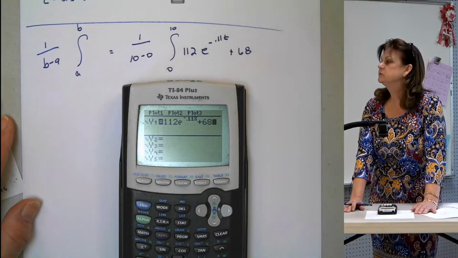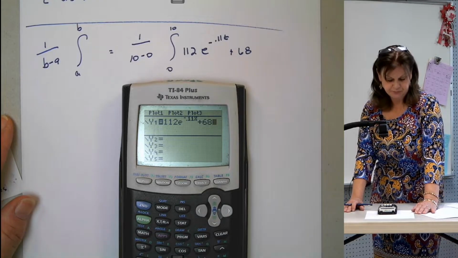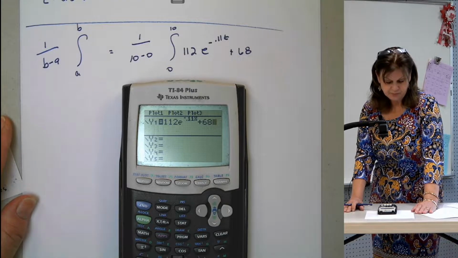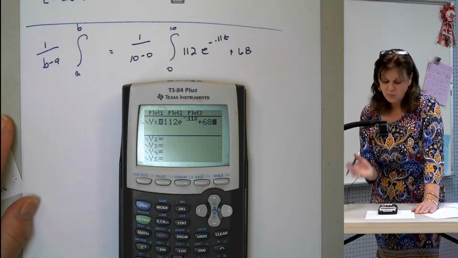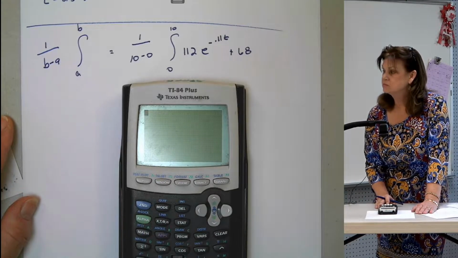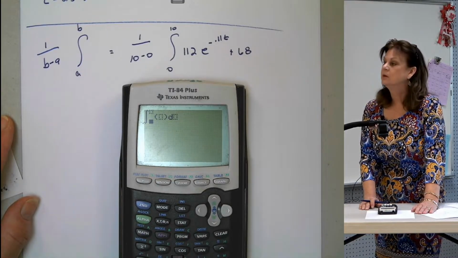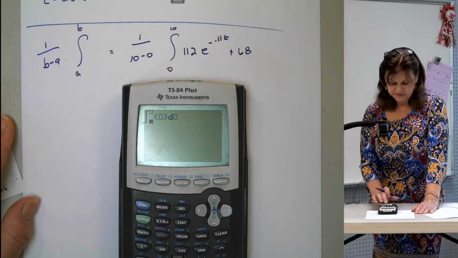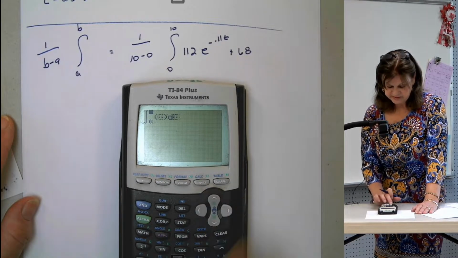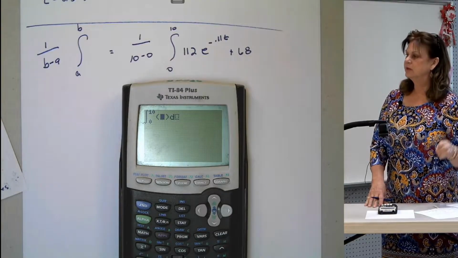So I've got 112 e to the negative 0.11x plus 68. Okay. I'm going to go back to my home screen, second mode, and now math 9. We're integrating from 0 to 10. And this is where we're going to capture from the y that we entered in.